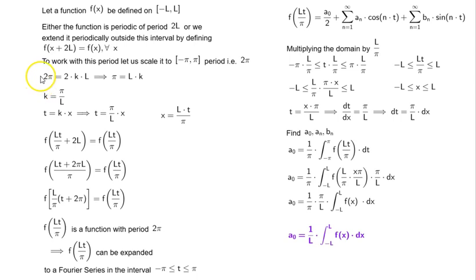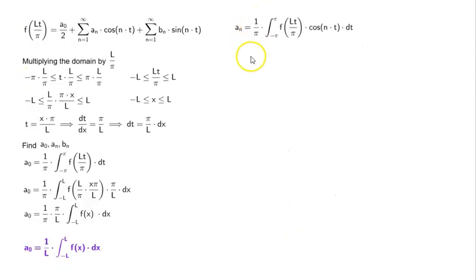Now let's find An. Now An is equal to 1 by pi times the integral from minus pi to pi of f of Lt by pi times cos nt dt. So again we convert it to x. So An is equal to 1 by pi times the integral from minus L to L of f of, again we substitute t, L by pi times x pi by L times cos n, t becomes x pi by L, dt becomes pi by L times dx.